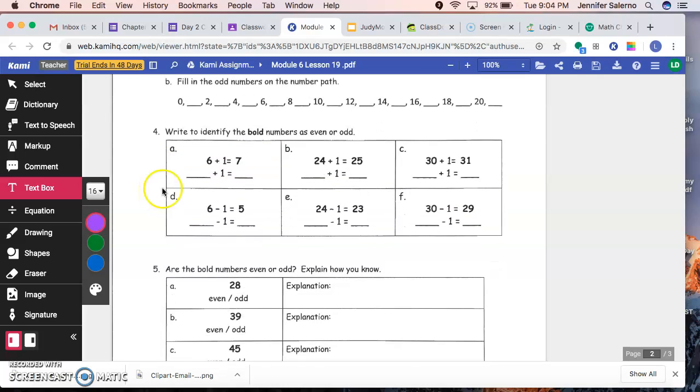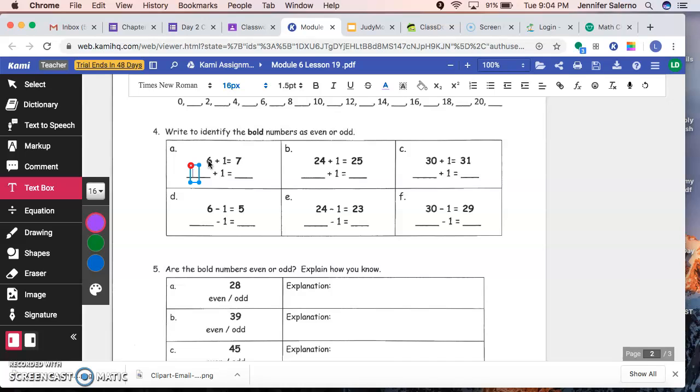Now for number 4, this I am going to model. What you need to do is they're showing you a problem. For example, 6 plus 1 equals 7. They want you to tell them on this line if the number here is even or odd, okay? So we should know by now that 6 is an even number. Now, because of time and everything, and because I know that you're not writing it, it's okay if you just put E for even, okay? So you could put E for even and I'll accept that.